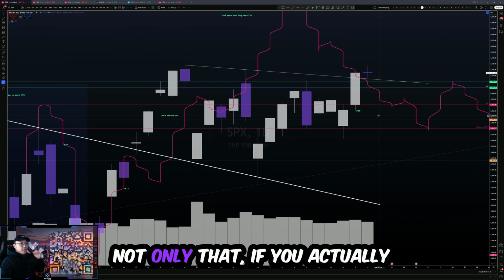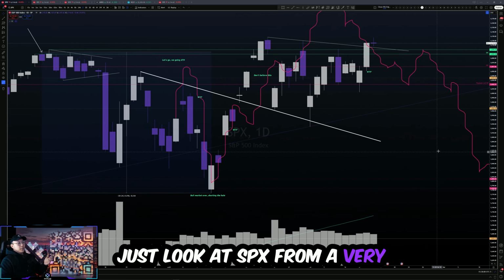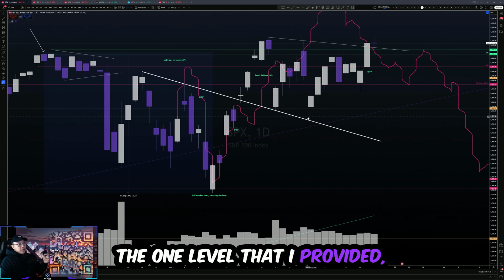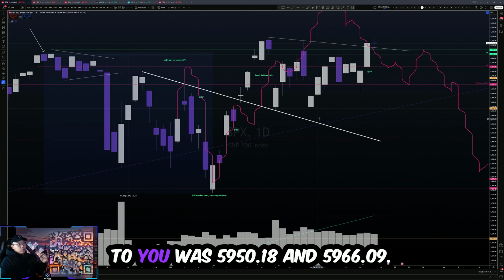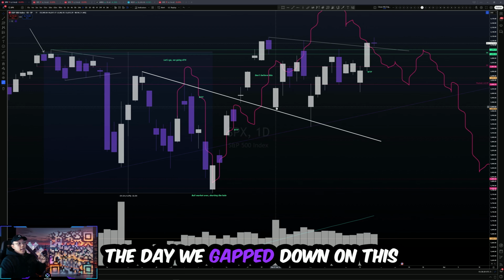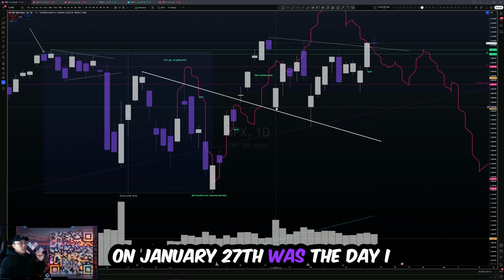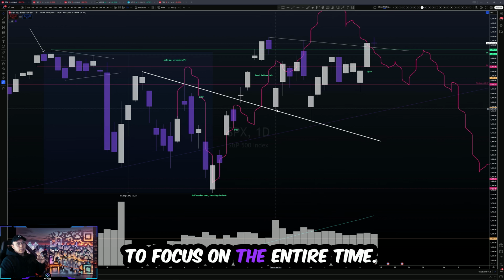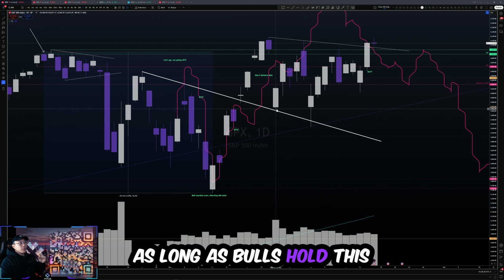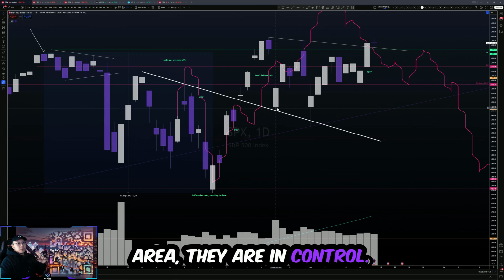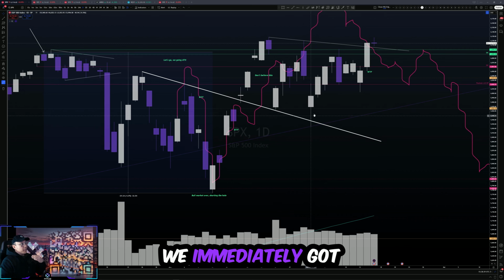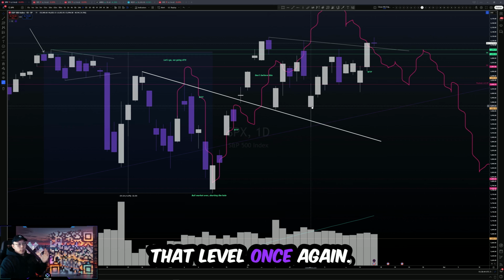Okay. Not only that, if you actually just look at SPX, from a very simple technical perspective, the one area that I provided to you was 5950.18 and 5966.09. The day we gapped down on this on January 27th was the day I posted on Twitter, this is the level that needs to hold, and this is the only thing you need to focus on the entire time. As long as bulls hold this area, they are in control. And again, same thing happened on the 3rd. When we gapped down, we immediately got bought up again, and we held above that level once again.